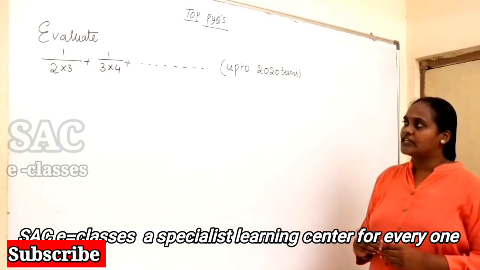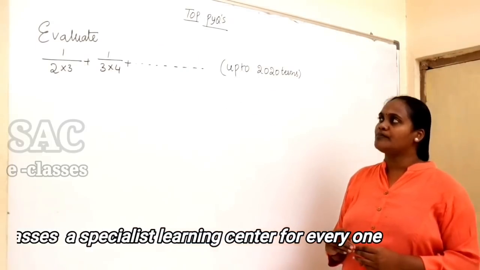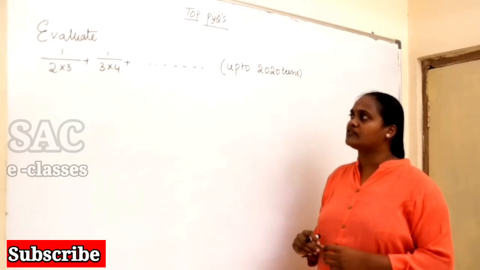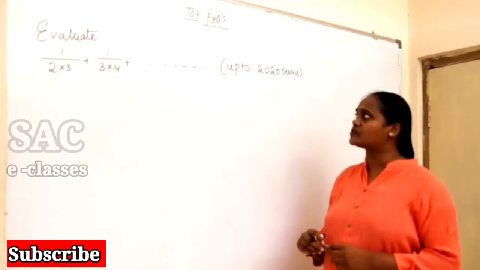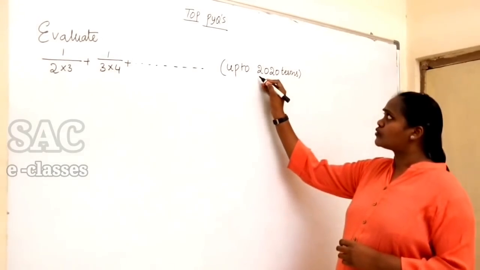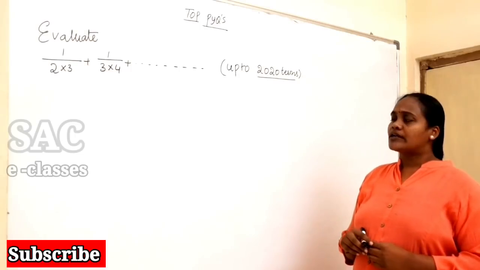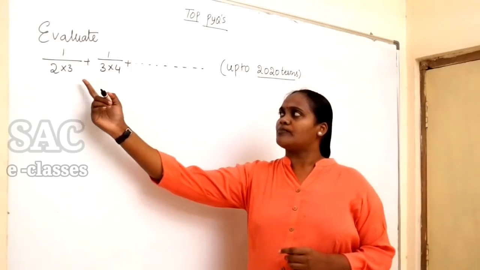Now we are in the third important category of problem. Evaluate 1 by 2 into 3 plus 1 by 3 into 4 plus and so on up to 2020 terms. Try to understand the first term.